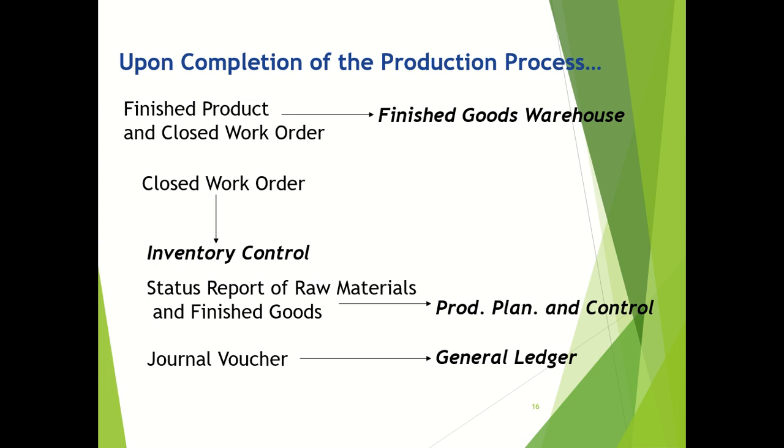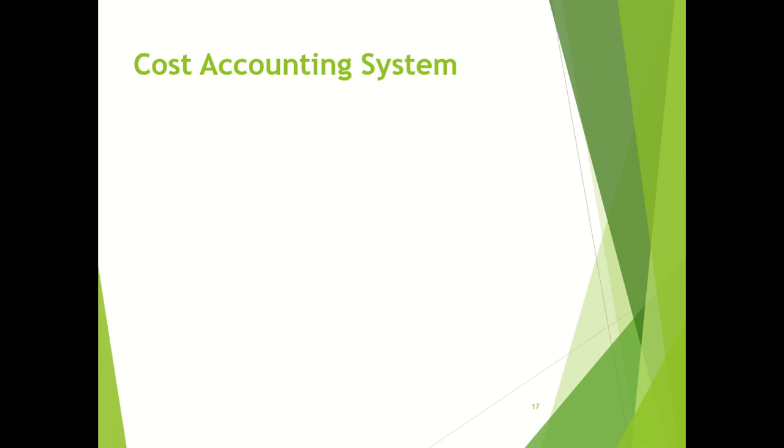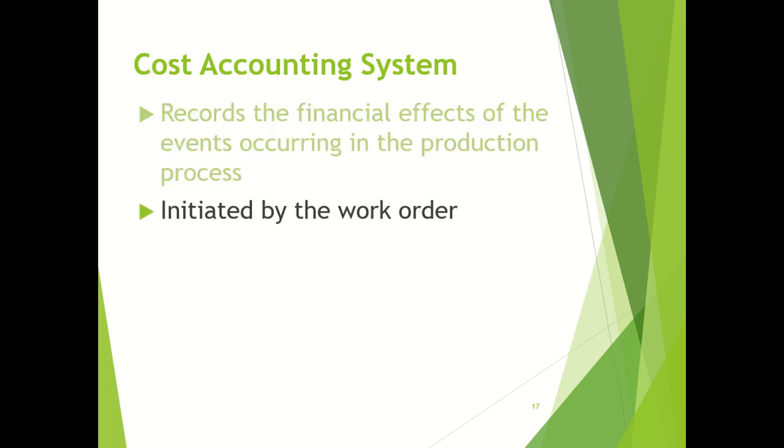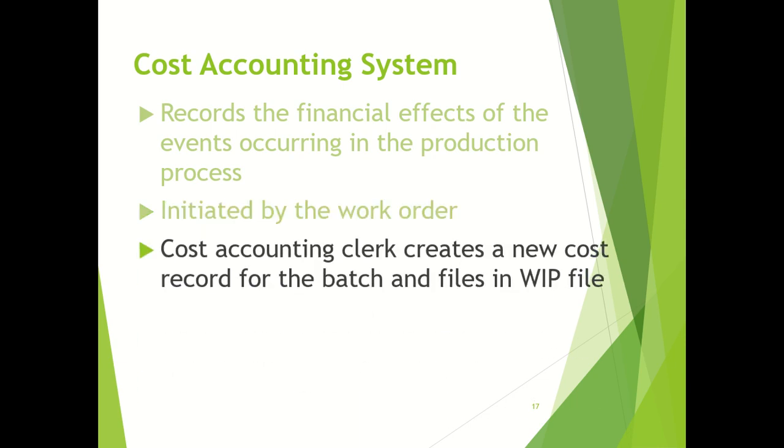So, dahil pinag-usapan natin yung entries and some sort of allocation as you all know, let's proceed with the information activity wherein it's known as your cost accounting system. Although, balikan lang natin. So this particular cost accounting system records the financial effects and events that occur in our production process. Okay? It is initiated by yung work orders natin. Okay? Yung document. Then, cost accounting clerk creates a new cost record, okay, for the batch and file in the work in progress file. Okay?